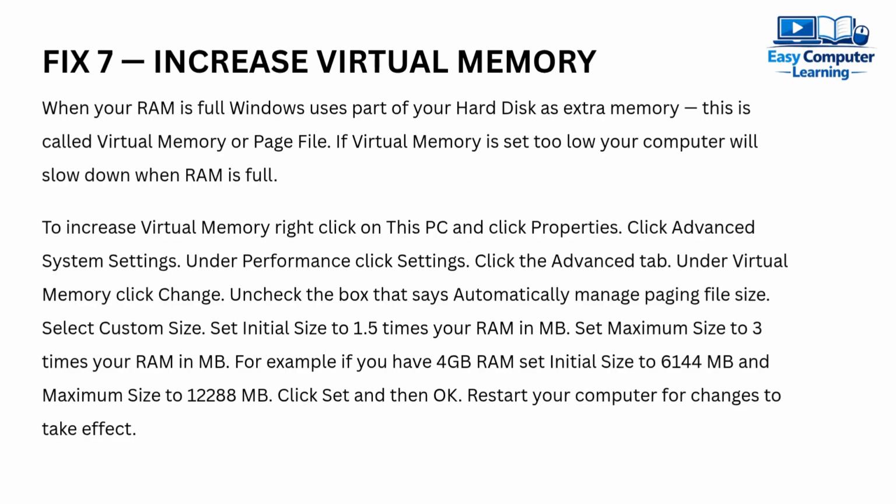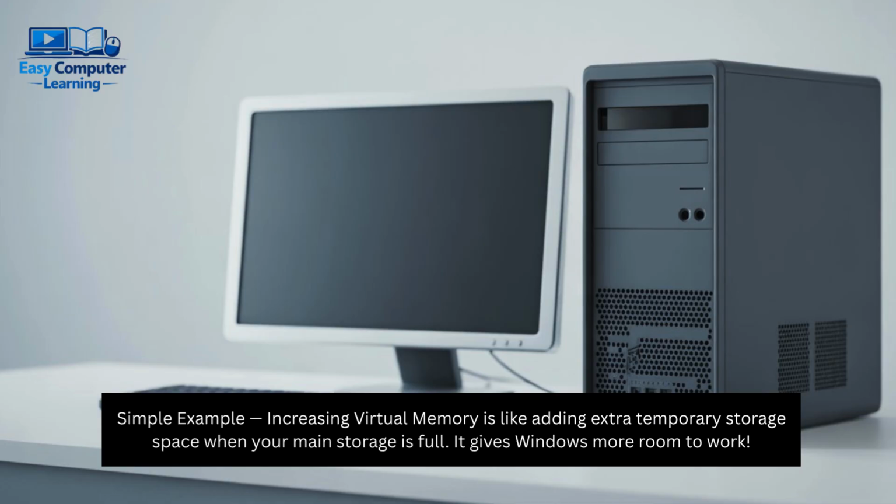Set maximum size to 3 times your RAM in megabytes. For example, if you have 4 GB RAM, set initial size to 6,144 megabytes and maximum size to 12,288 megabytes. Click Set and then OK. Restart your computer for changes to take effect. Simple example. Increasing virtual memory is like adding extra temporary storage space when your main storage is full. It gives Windows more room to work.